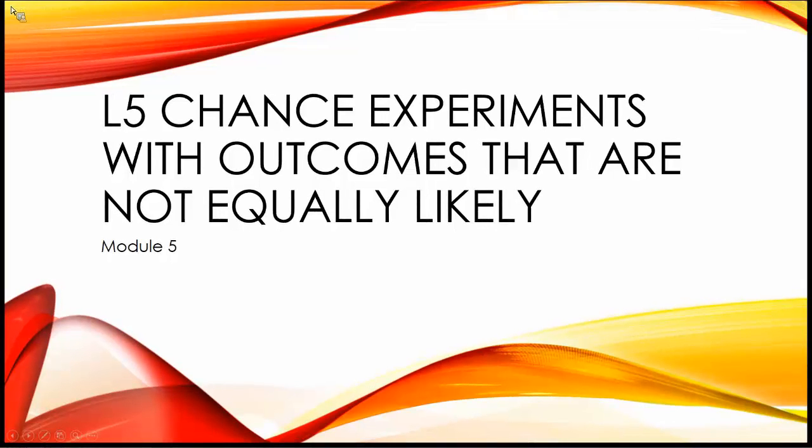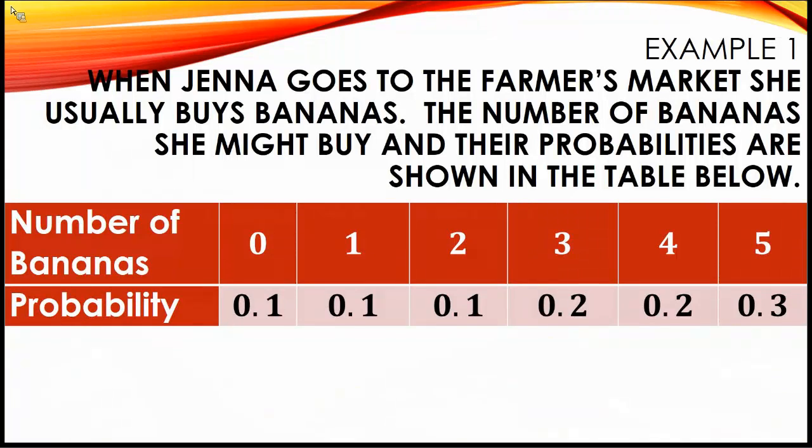Chance experiments with outcomes that are not equally likely. So example 1, when Jenna goes to the farmer's market, she usually buys bananas. The number of bananas she might buy and their probabilities are shown in the table below. So number of bananas, 0, probability is 0.1. Number of bananas for 2, probability is 0.1, and so on.